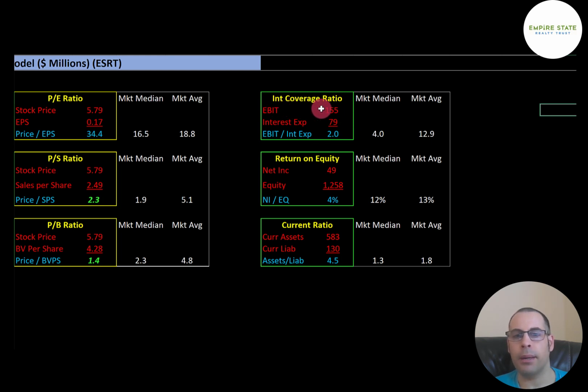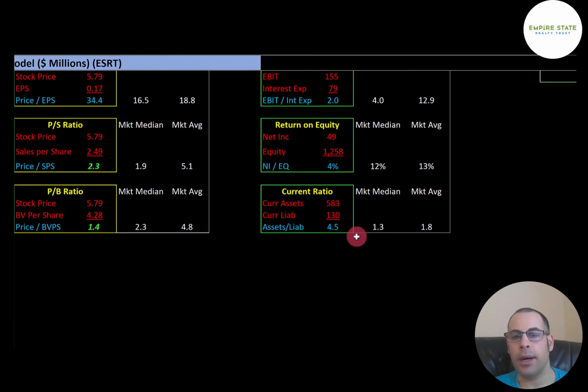Also called operating income on the income statement. They have a weak ROE. The median is 12%, the average is 13%. ROE is net income over equity. I like to see above 20%. They're at 4%. Equity is total assets minus total liabilities on the balance sheet.